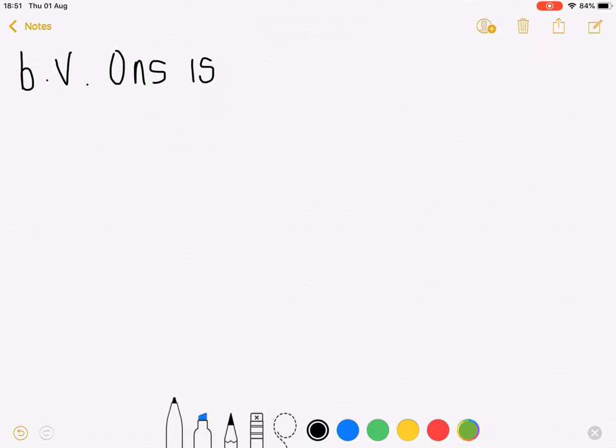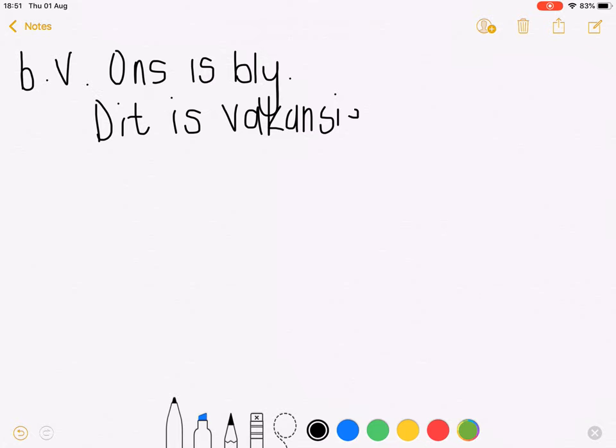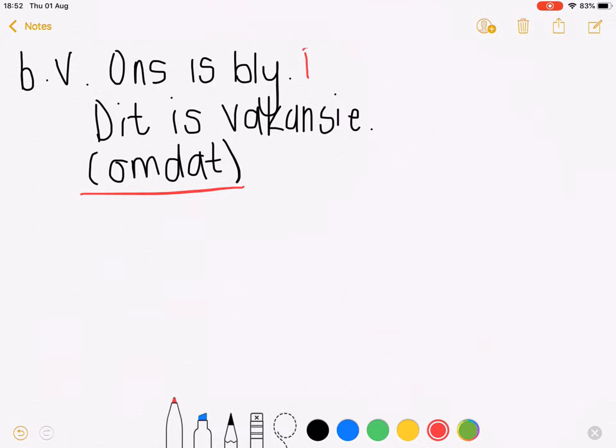Ons is bly, full stop. Dit is vakansie. Full stop, and our word is omdat. Apologies, let me underline it so that it stands out. Right, we have sentence number 1, sentence number 2, and our conjunction.